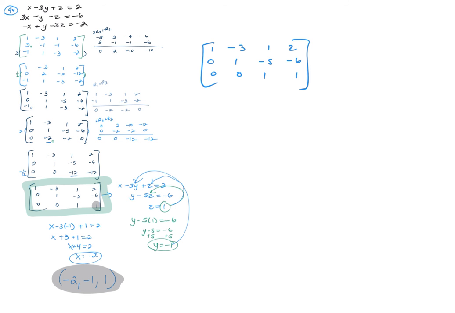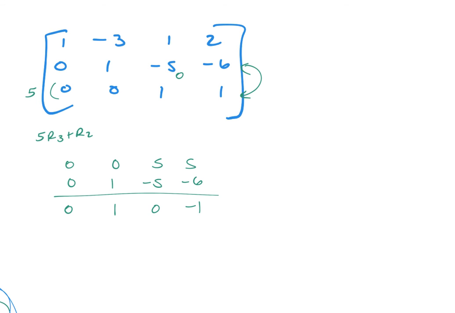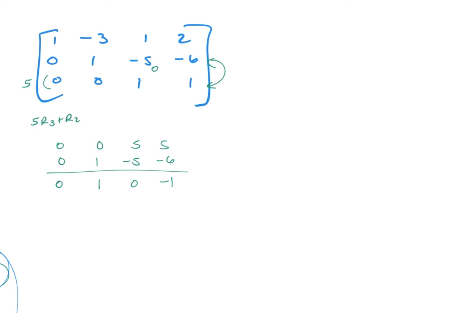We're going to finish this one using Gauss-Jordan, right? So now I'm going to work my way back up with the zeros. I need a 0 where the negative 5 is. How could I do it? You have to use row 2 and 3 to get this first one. So 5 row 3 plus row 2. If you use row 1, you lose this 0. That's why you can't use it. So I'm going to multiply this times 5. So 0, 0, 5, 5, 0, 1, negative 5, negative 6. 0, 1, 0, negative 1. And that takes the place of row 2.